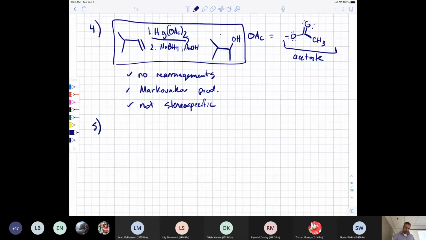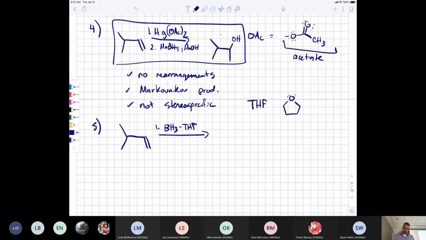5, we also had a variation that looked like BH3·THF. THF is a solvent, right? THF looks like this. Tetrahydrofuran, 5-membered ring where one atom is an oxygen. This will form a complex with BH3 to stabilize it. And this is basically a source of BH3.